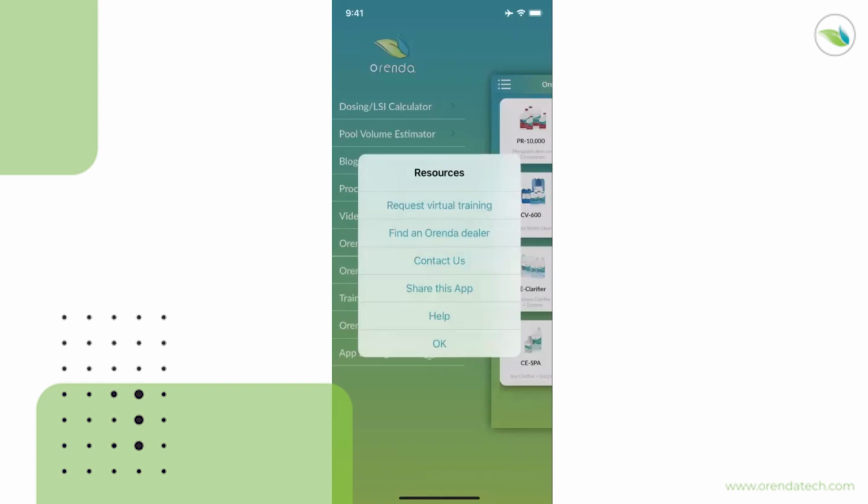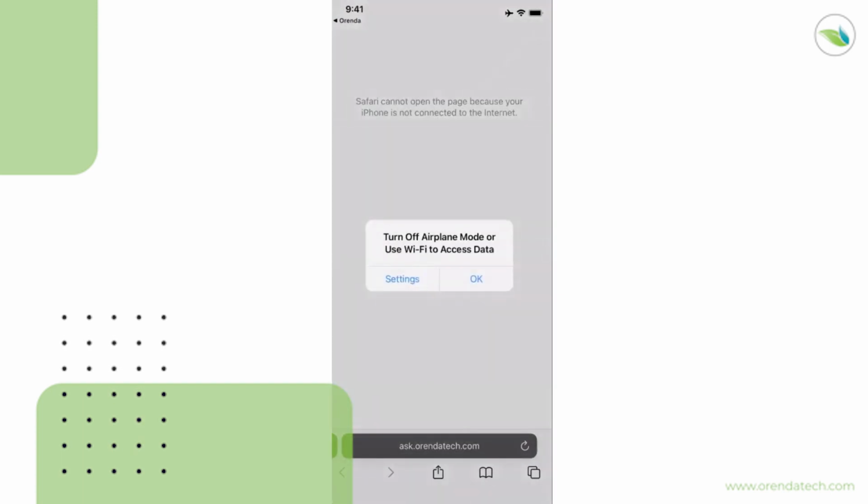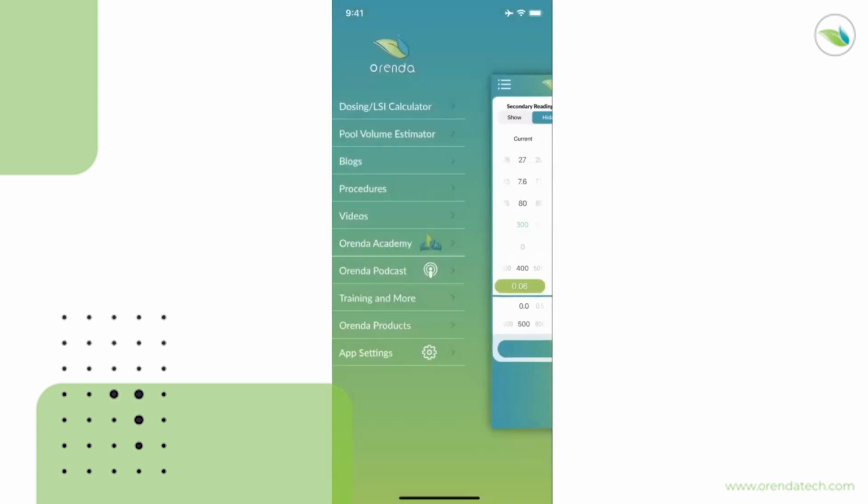Other than request a virtual training, you can contact us, share the app, and we also have a link directly to our help center. Of course, I'm on airplane mode at the moment, but back to the calculator. Let me actually change out of metric.